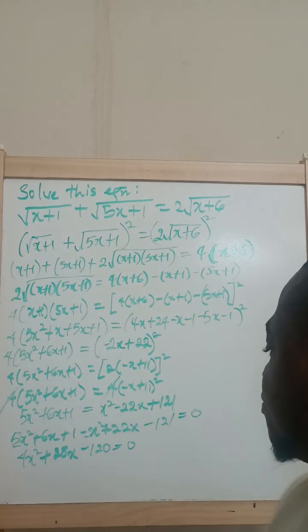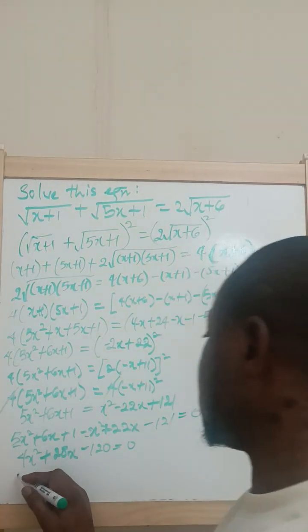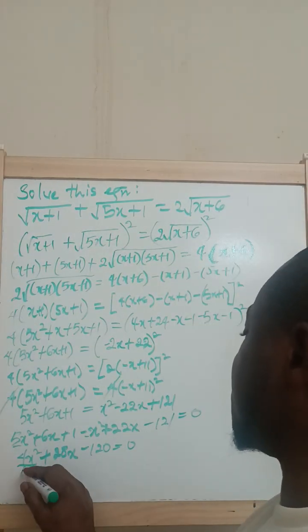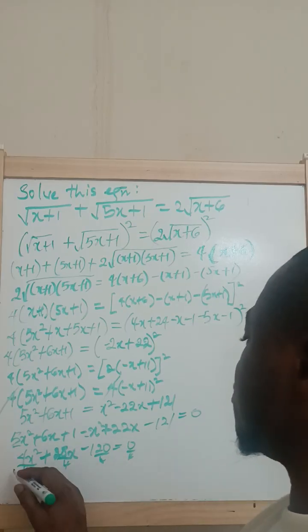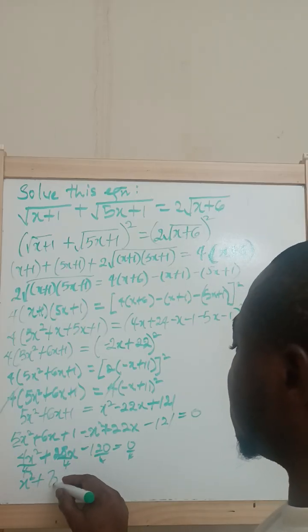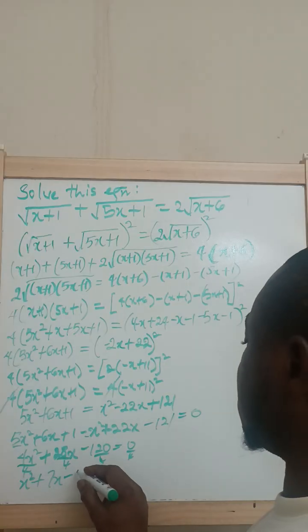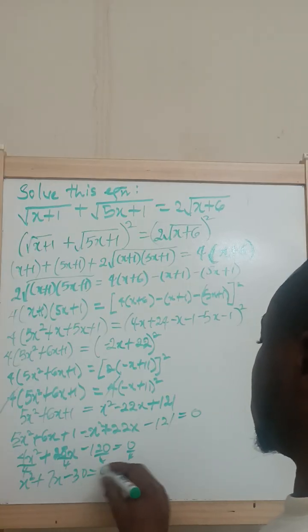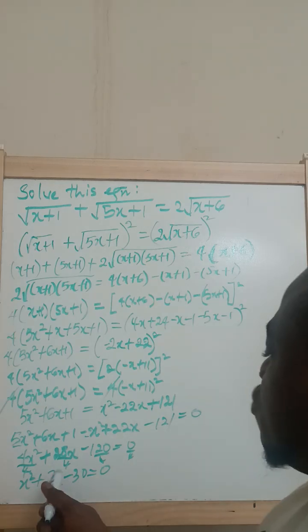Okay, from here now, we can see that 4 is common in this equation. So we can cut out that 4. You can divide everything by 4. Divide this by 4, divide it by 4, everything by 4. So this becomes x squared plus 7x, minus 30, equals 0.